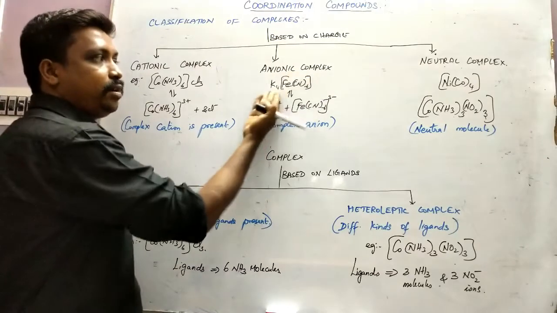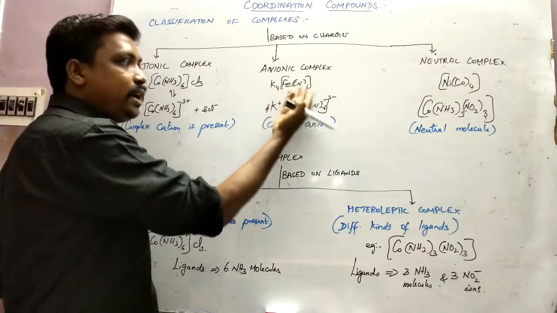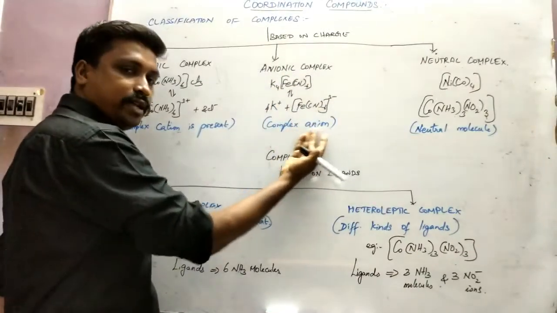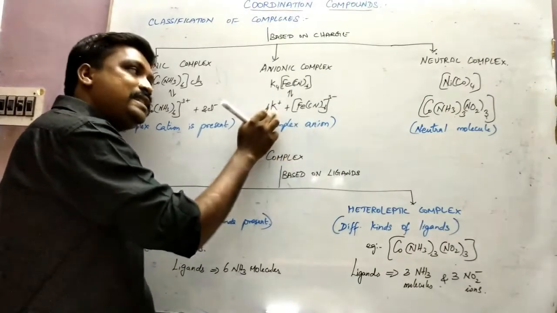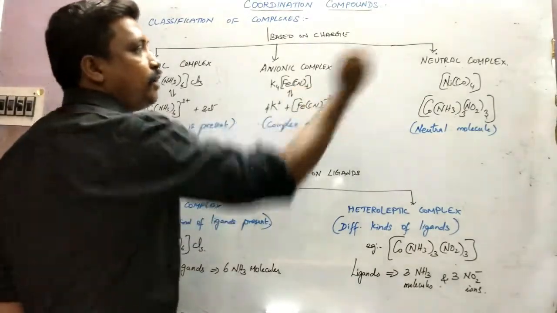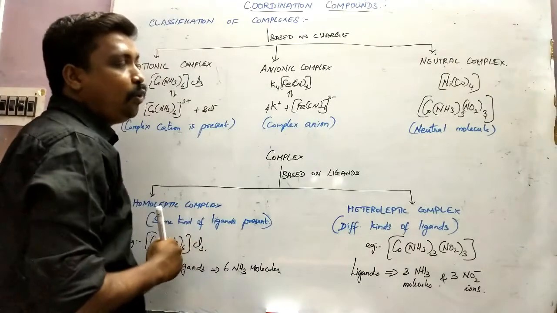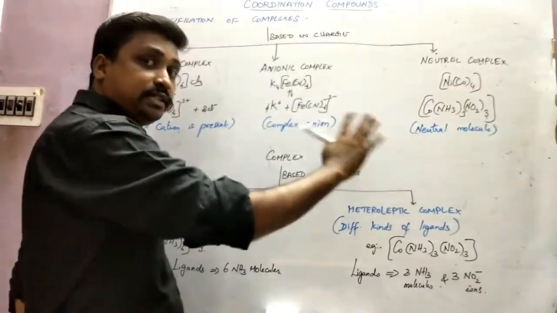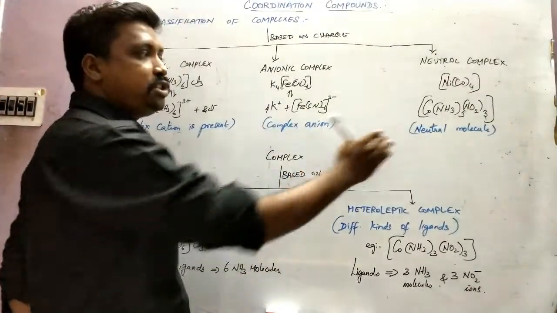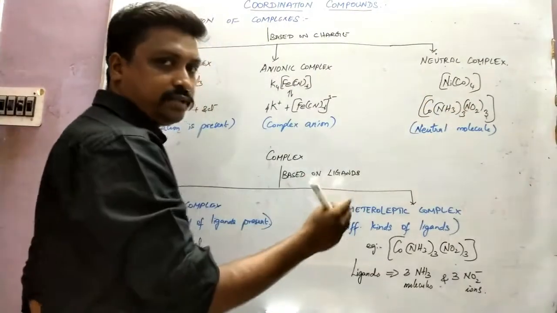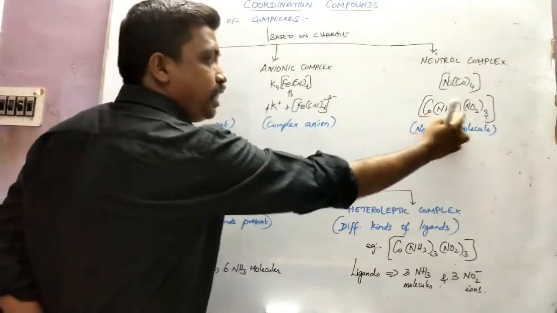See here, this is the anionic complex. Why? It consists of a complex anion and a simple cation. What is a neutral complex? The complex itself has a neutral charge. It is a neutral molecule, but it is a complex consisting of ligands and the metal.